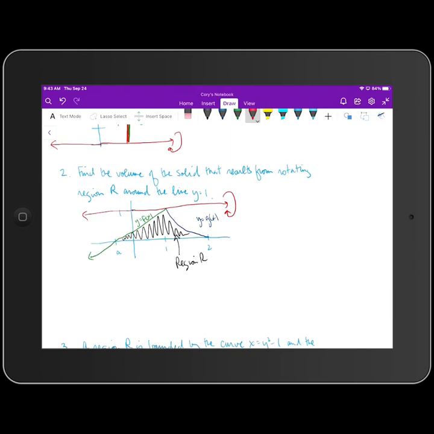Okay, for number 2, the directions say to find the volume of the solid that results from rotating region R. So region R is that shaded region in black about the line y is equal to 1. Okay, so again, find the volume of the solid that results from rotating region R around the line y is equal to 1. Okay, so let's take a look at this one.